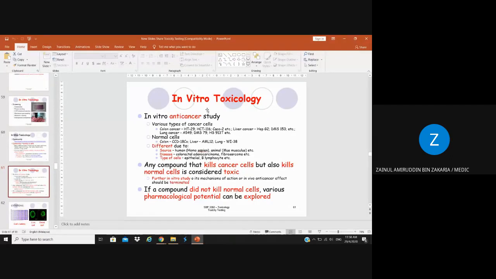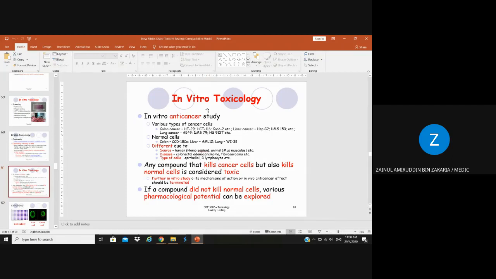Because when you test a substance against cancer cells, if that substance kills the cancer cell, we also need to know whether it kills normal cells. If it kills the normal cell, then we can conclude the substance you tested is toxic. Even though it gives a positive result that it can kill cancer cells, it also kills normal cells. You don't want that kind of substance administered into your body, right?